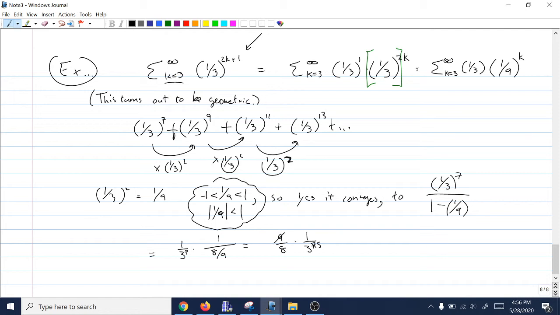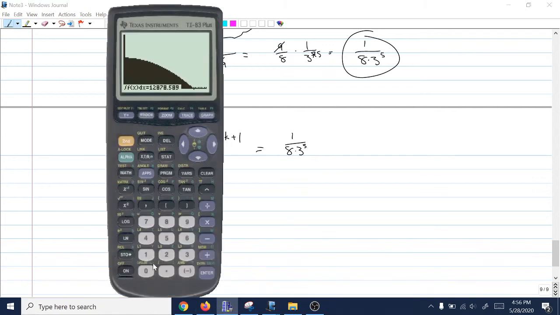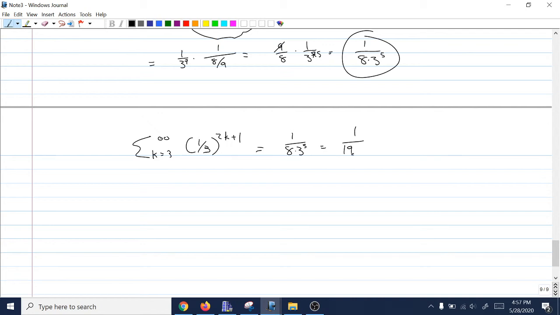Two of those 3's will cancel. I get 1 over 8 times 3 to the 5th. I can find out that number, but I don't care what it is. This is what that series converges to. The sum from k equals 3 to infinity of 1/3 to the 2k plus 1 turns out to be 1 over 8 times 3 to the 5th. I'll do it. What's 3 to the 5th? Times 8, it's 1944. So 1 over 1944.